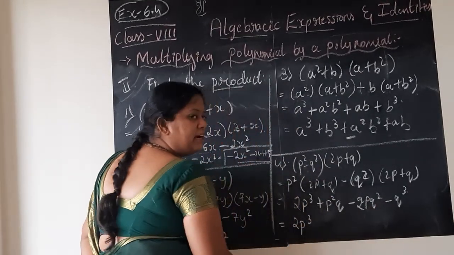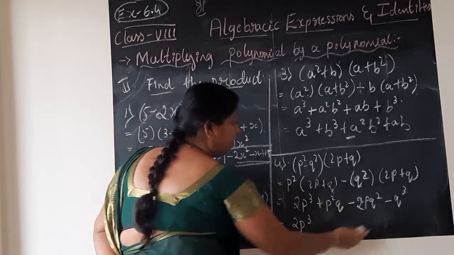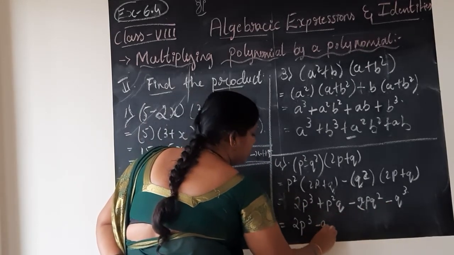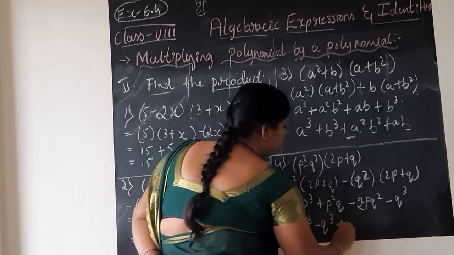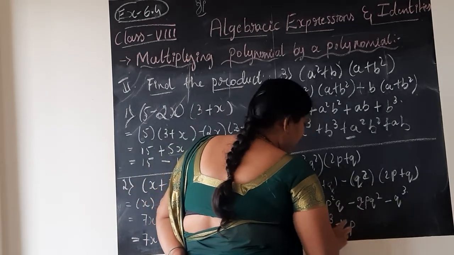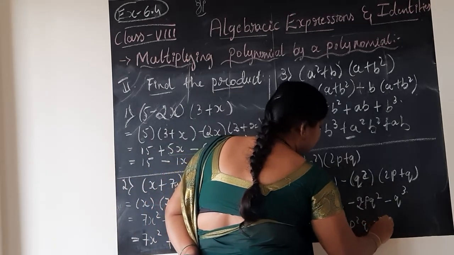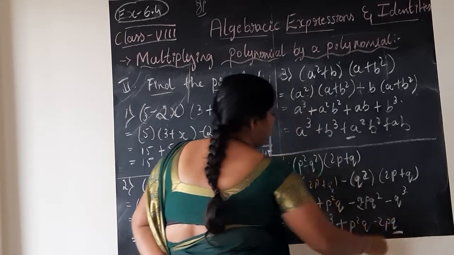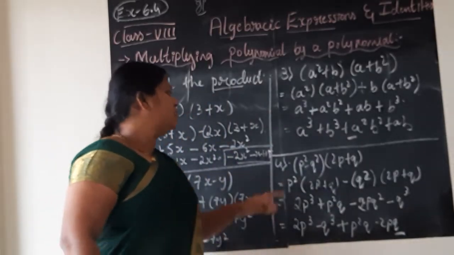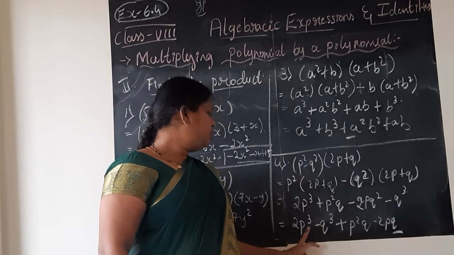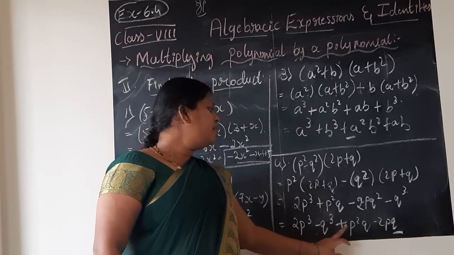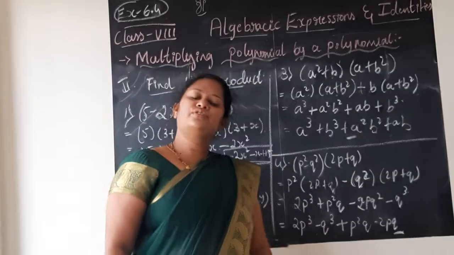Before that, I will rearrange since I am not adding or subtracting. So p square minus q square into 2p plus q is 2p cube minus q cube plus p square q minus 2pq.